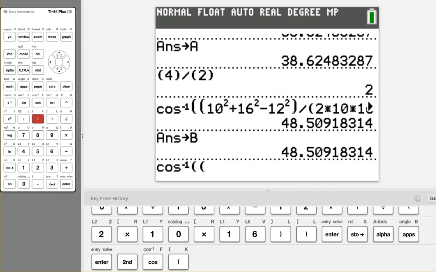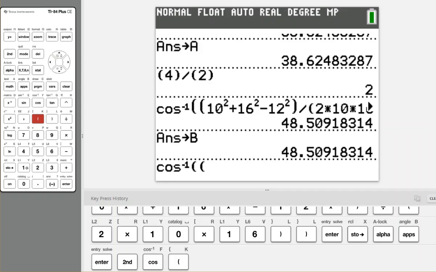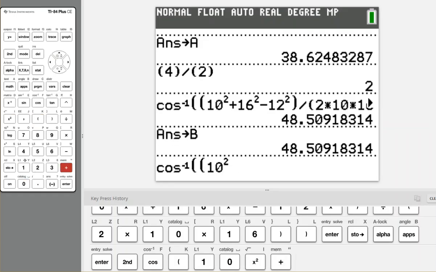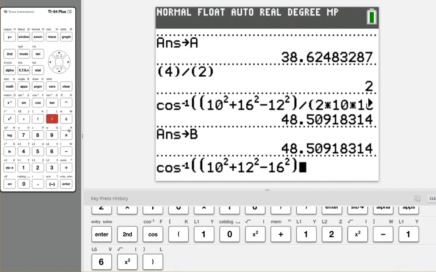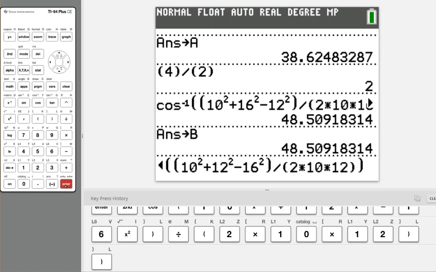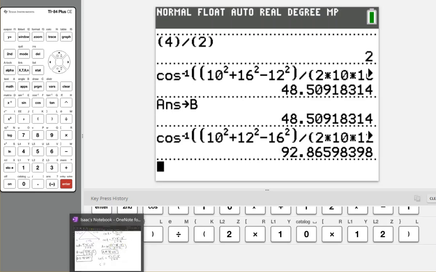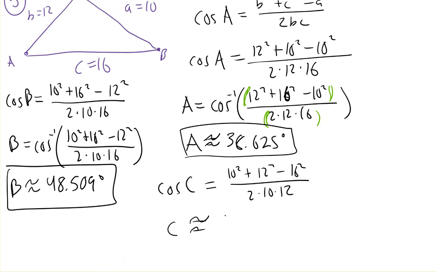So inverse cosine of 10 squared plus 12 squared minus 16 squared over 2 times 10 times 12. Okay, and looks like that angle should be approximately 92.866.